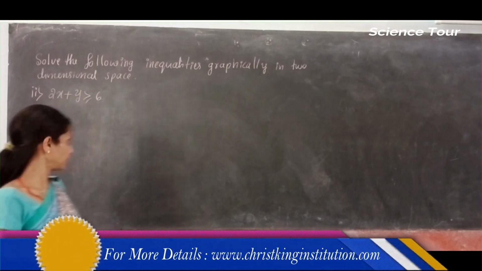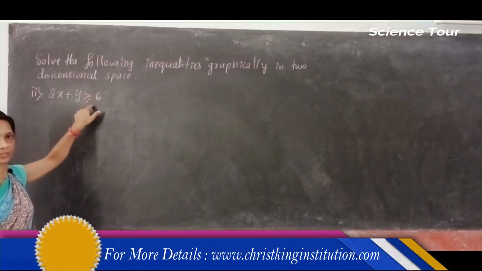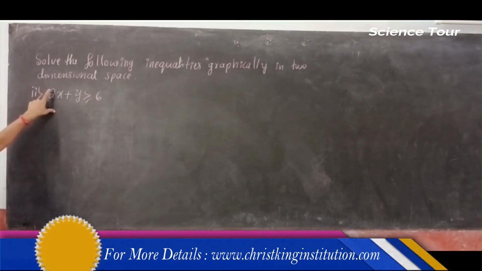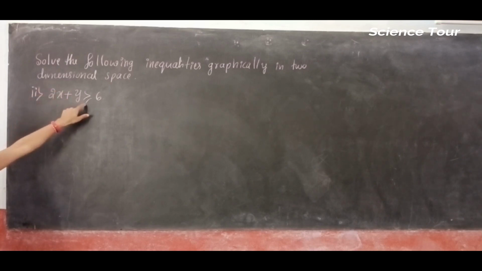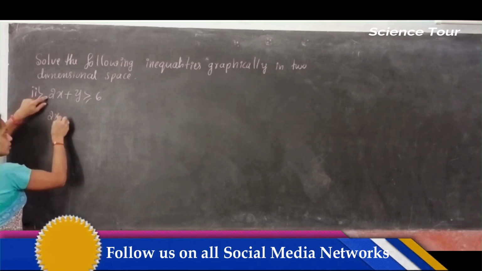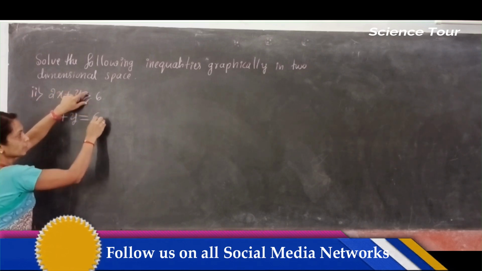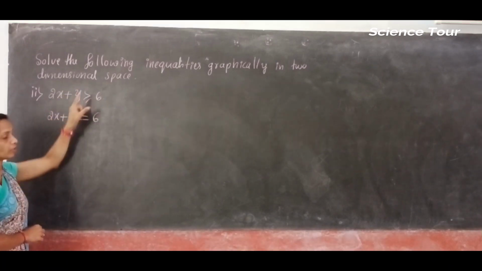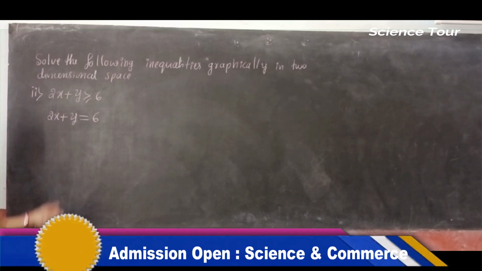Second problem is 2x plus y greater than or equal to 6. You are given to solve this inequality graphically. Now what you have to do first? First replace this inequality symbol by an equal to symbol. So now you get 2x plus y equal to 6. You have to replace the inequality symbol by an equal to symbol, not by erasing. You have to write it after that, okay, in the next step.